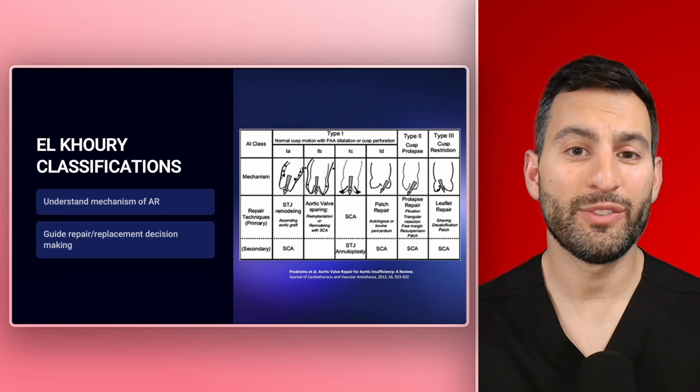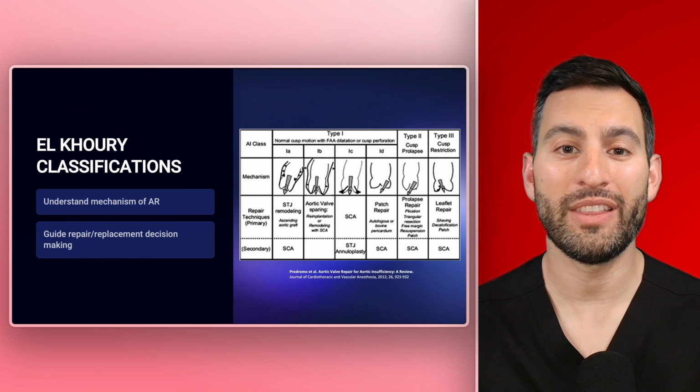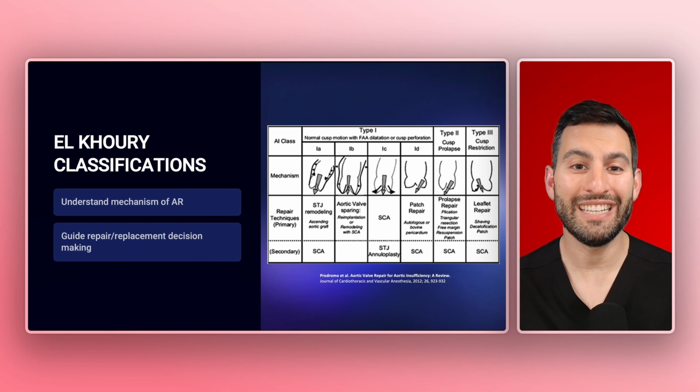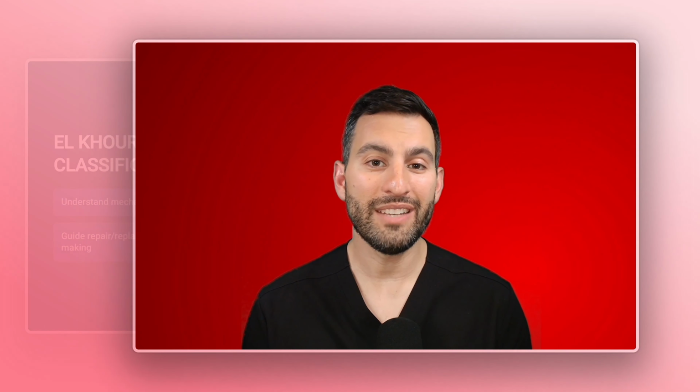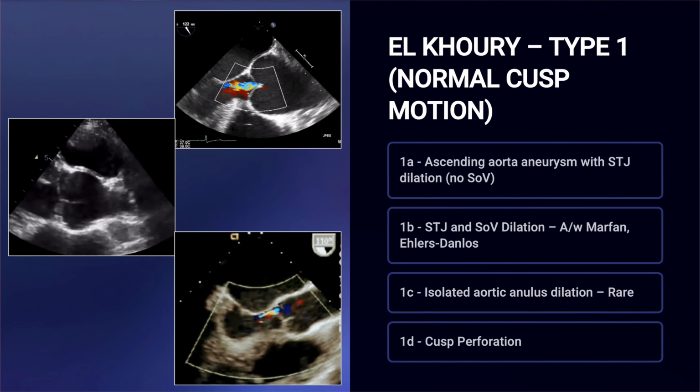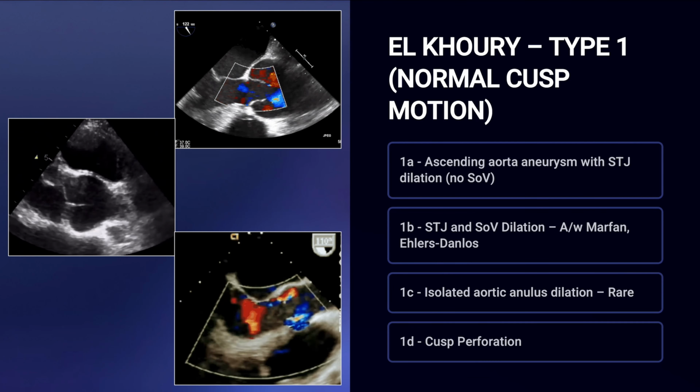The Khoury classes for aortic regurgitation help us understand the mechanism of aortic insufficiency a lot better. There's a lot of similarities between these and mitral valve Carpentier classes, where type 1 would be normal leaflet motion, type 2 is excessive leaflet motion, and type 3 is restricted motion. These can help guide repair versus replacement decision-making, which will be covered in more detail in later episodes. And they also help give greater understanding to how both the aorta and aortic valves contribute to the mechanism of aortic valve incompetence. Khoury Type I is where you have normal cusp motion.